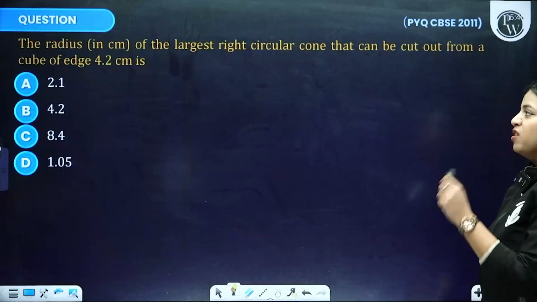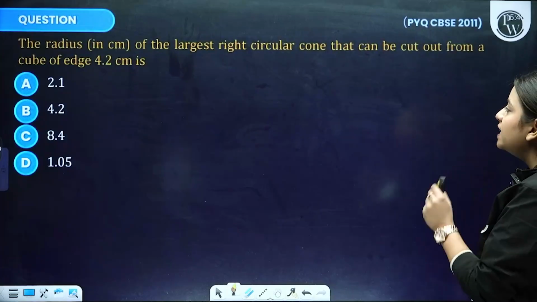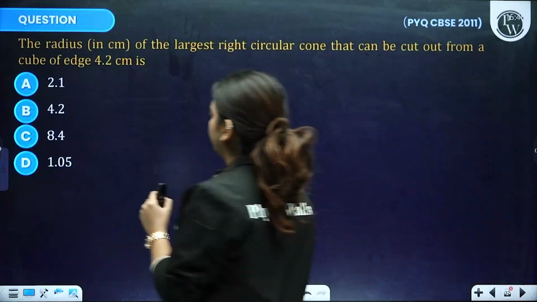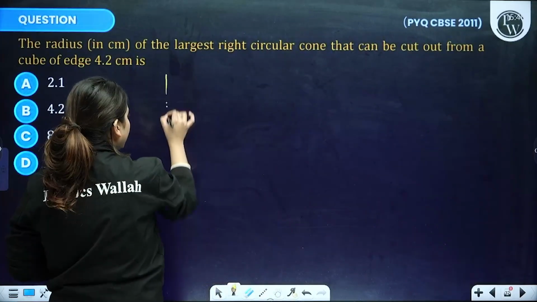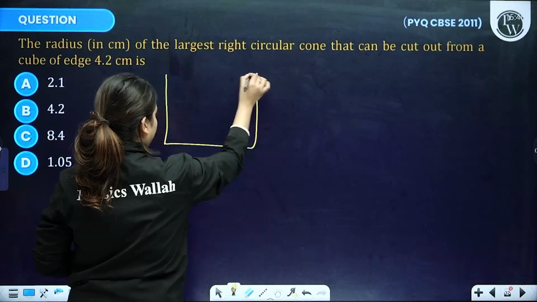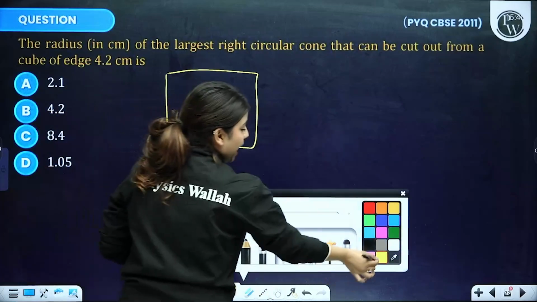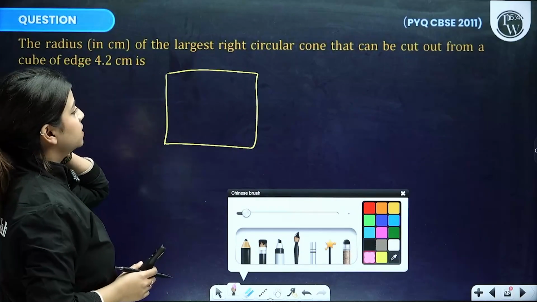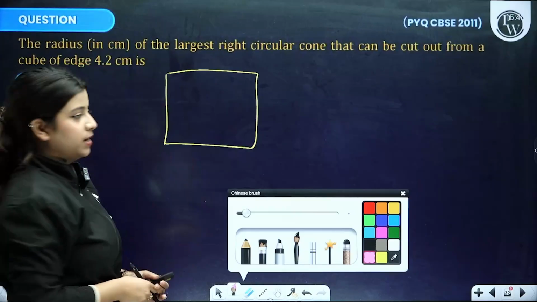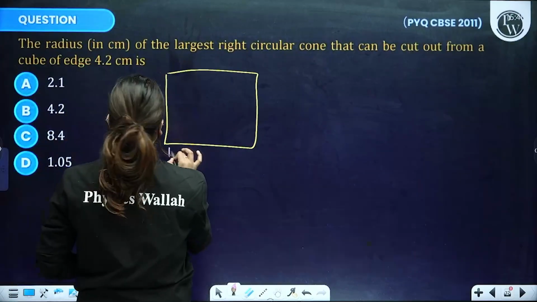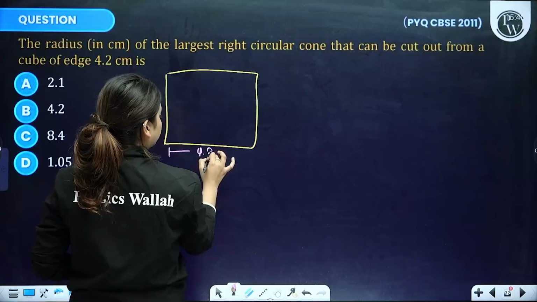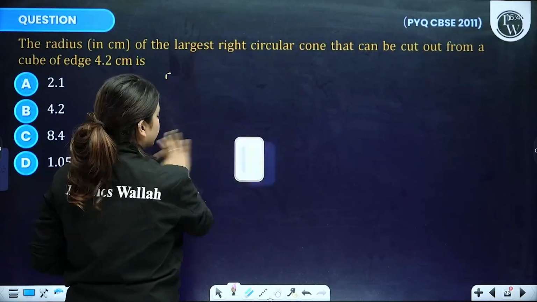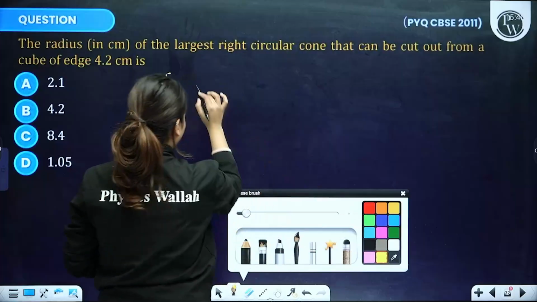Let's move forward. The radius of the largest right circular cone that can be cut out from a cube of edge 4.2. So basically, if there is a cube, people, for example, this is a cube, and from this cube, we have to cut out the largest right circular cone and we have to find out the radius. So basically, the edge of the cube is 4.2. The largest cone that can be cut out, let's make a cube first of all.